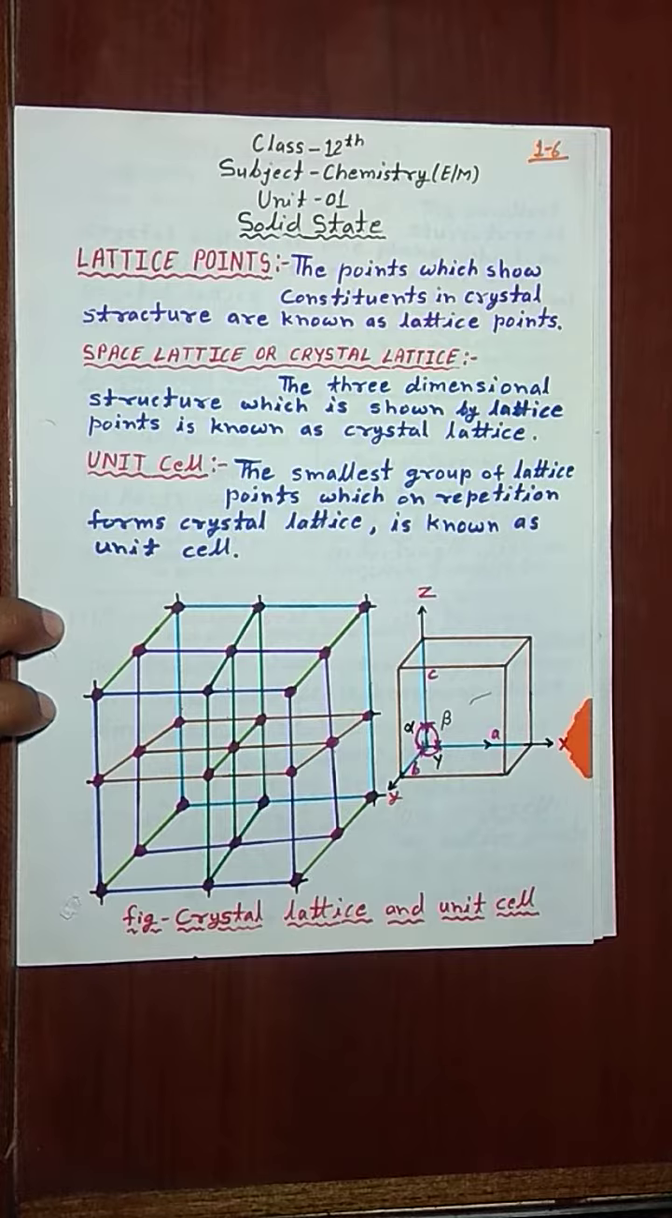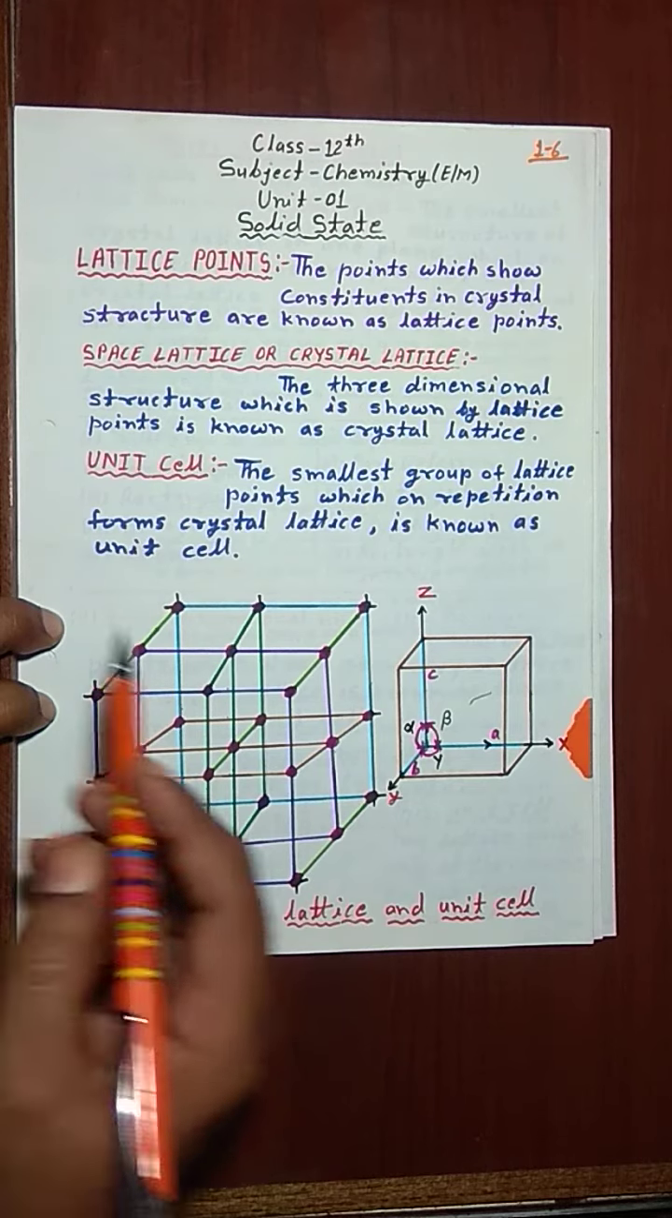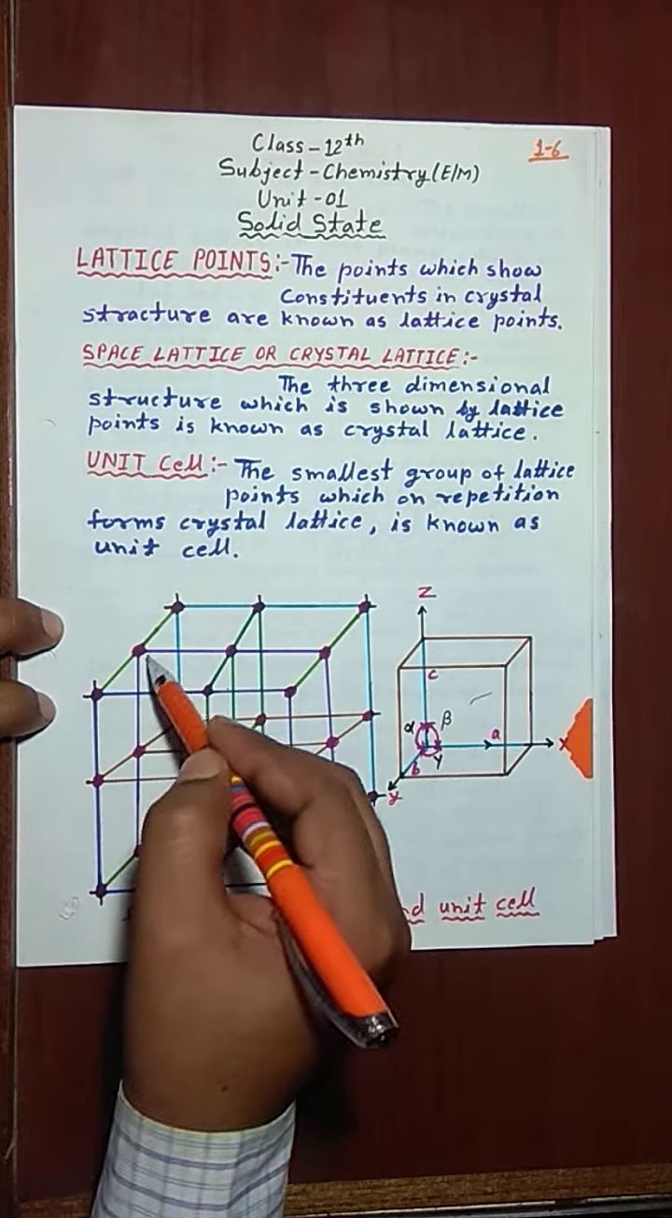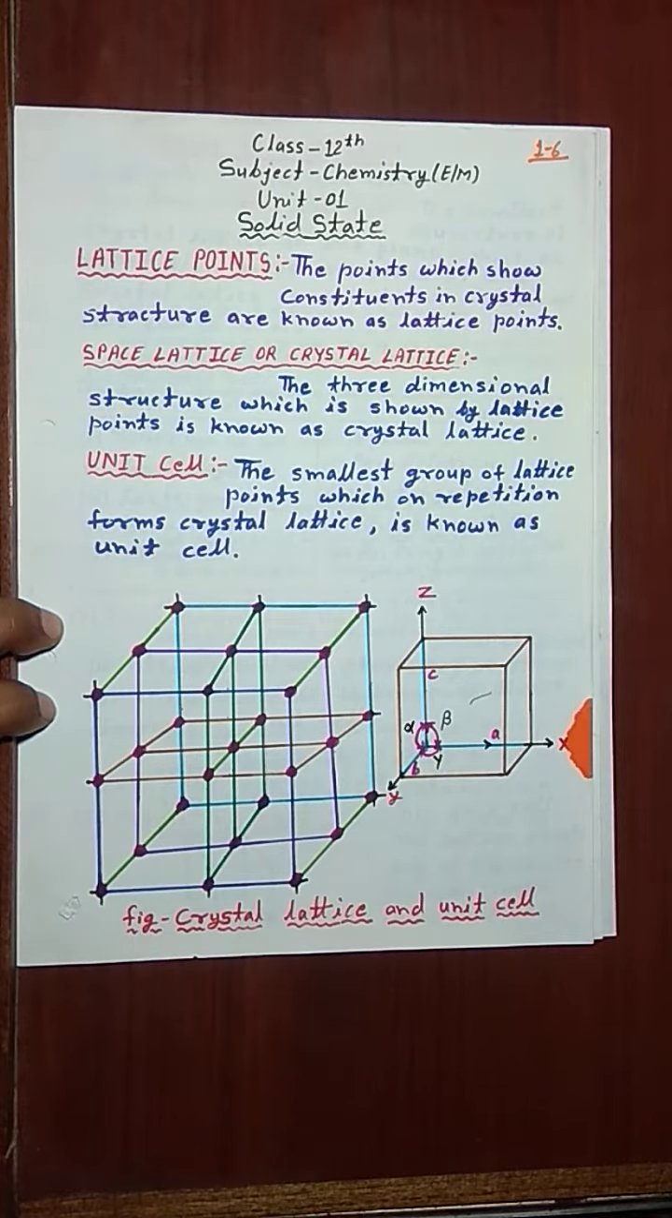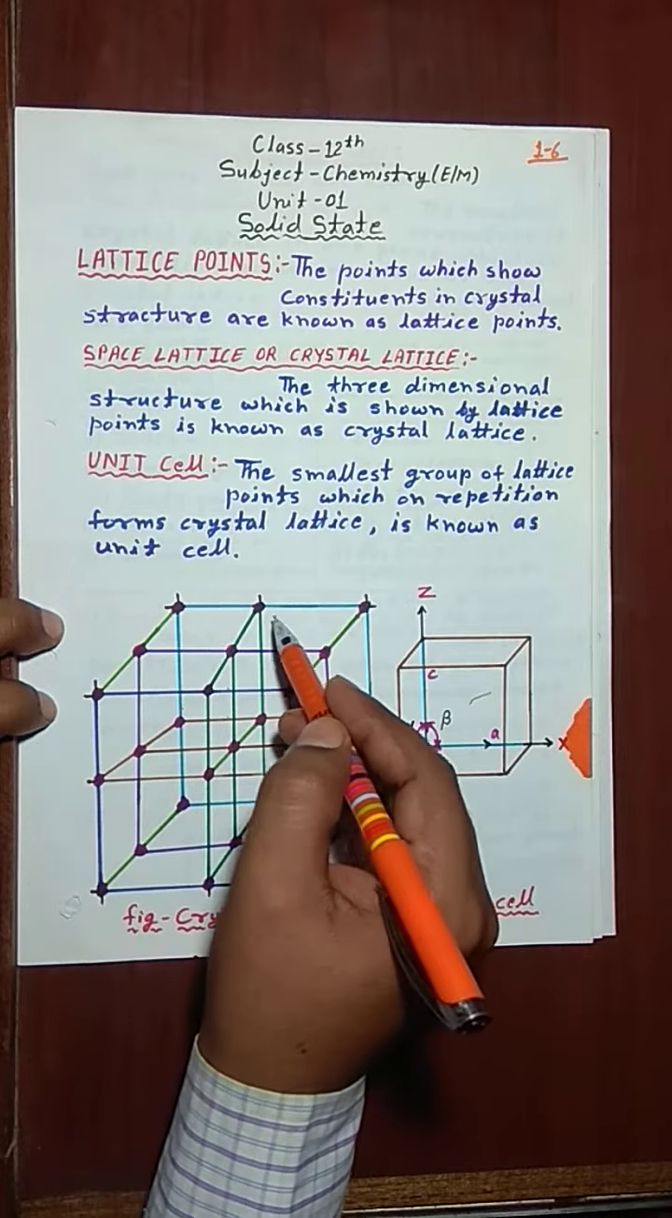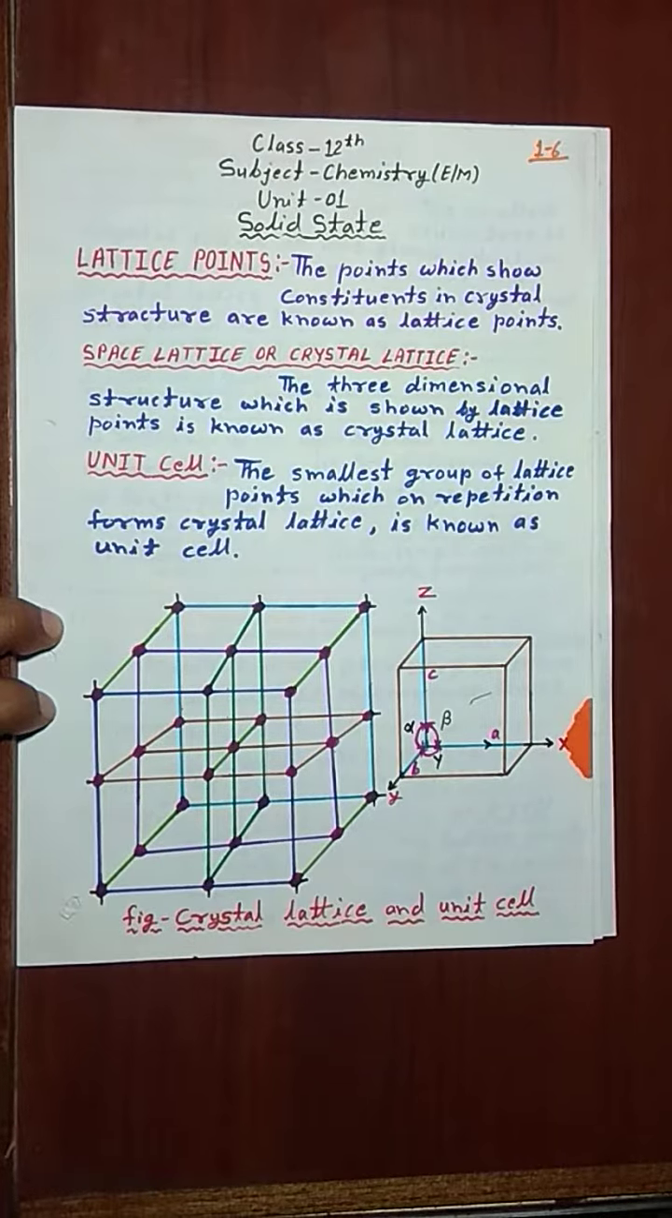Suppose this is a crystal. In this crystal, these points represent lattice points, correct? They represent constituents and are called lattice points.